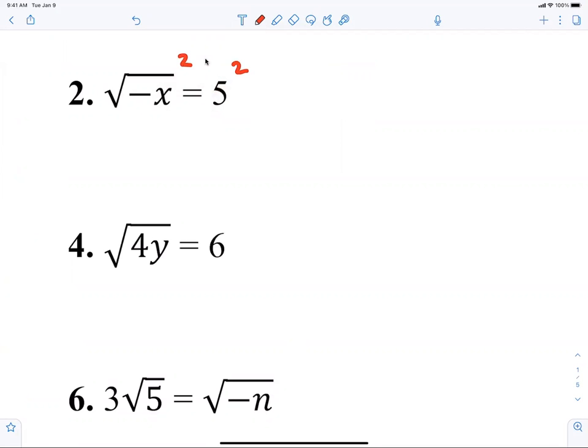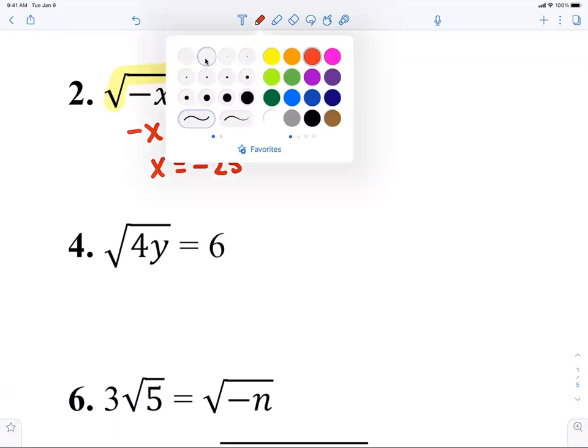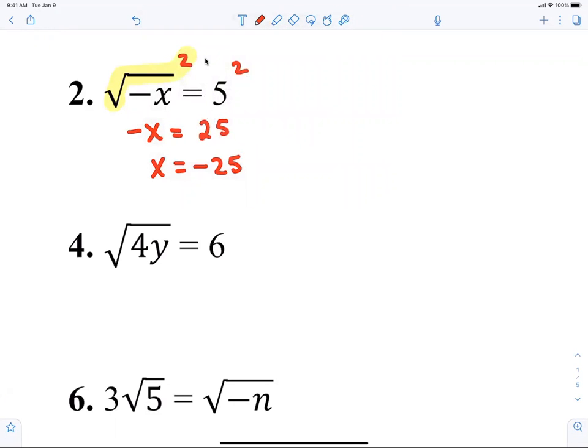Now, when you square both sides, what happens to the square and the square root? They cancel each other out. That is exactly right. So now you're left with negative x is equal to, what's 5 squared? 25. And now to eliminate the negative, you just change the sign. So x equals negative 25. Anybody have any issues with x being negative 25?